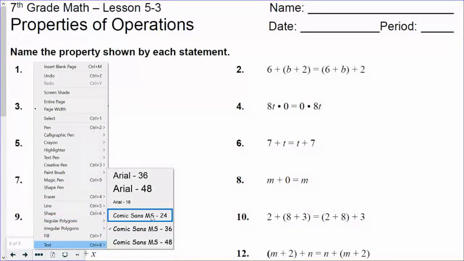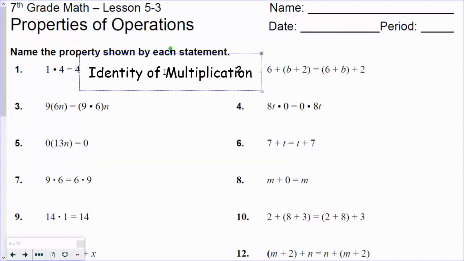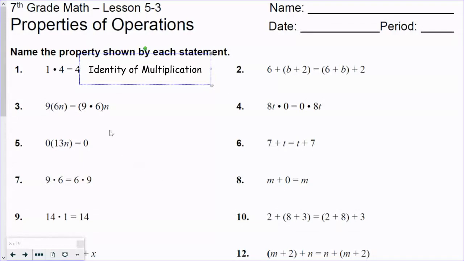Let's change my text size. All right, so what property is being shown here? If I take 1 times 4, well, if you look at your notes, we know that this is an identity. But what type of identity? Terminology of multiplication. Shrink it up. Okay, and I know it's multiplication because there's multiplication right there. All right, what about number 2?